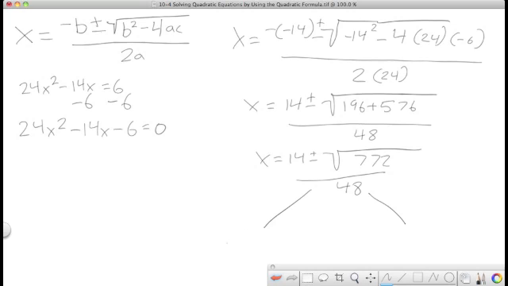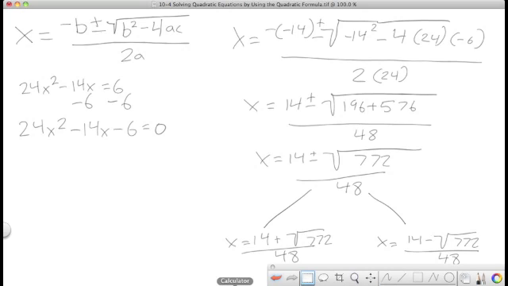So here we have x equals 14. We're going to use the addition over here. The square root of 772 over 48, and over here we have x equals 14 minus the square root of 772 over 48.